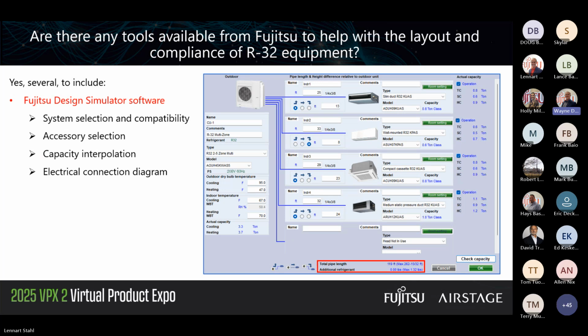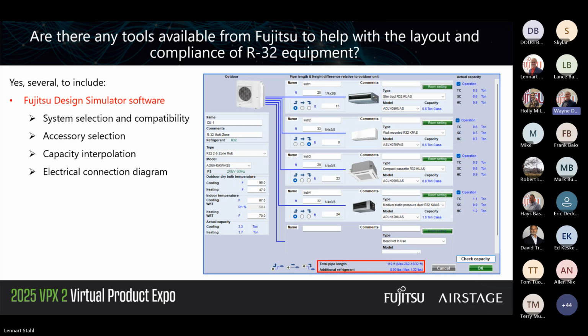What about Design Simulator? Those of you that are familiar with it, yes. And actually, this is a great tool. It covers all of our current production as well as our legacy H-series systems. It can be used for system selection and compatibility to make sure we don't have a mismatched system. Our product guides do have quick select tables. However, this drills down to a further level where we can do accessory selections, we can do capacity interpolation. For example, we know the unit puts out X amount of BTUs when it's 95 degrees out, but what if it's 115, or what if you're in a cooler climate? It will adjust those values for you automatically.